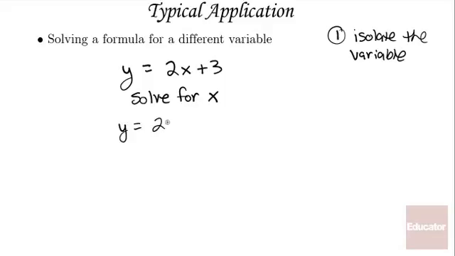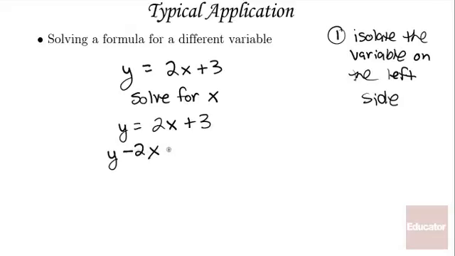Looking at this again, y equals 2x plus 3. In order to move the terms containing x to the left side, I first subtract both sides by 2x. y minus 2x equals 2x plus 3 minus 2x. Now I have my x-containing terms on the left side where I want them, but I've still got a y over here that I don't want.